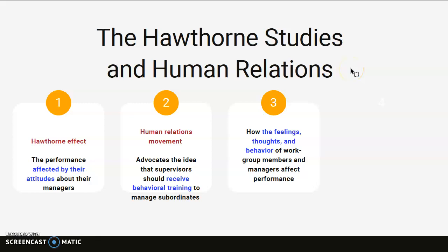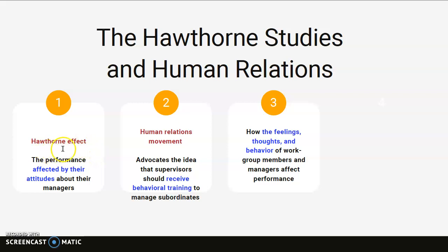Okay, next we continue with the Hawthorne studies and human relations. Actually, around 1924 to 1932, Elton Mayo, the Harvard psychologist, proposed a series of experiments on how to raise productivity through the Hawthorne studies and human relations. Alright, so we go through the Hawthorne effect.